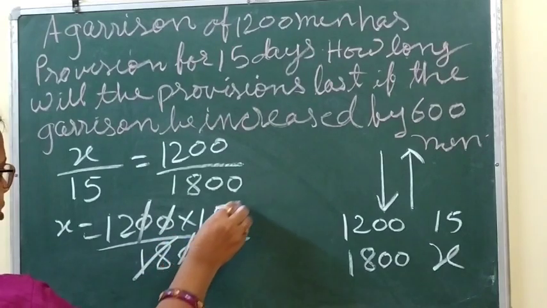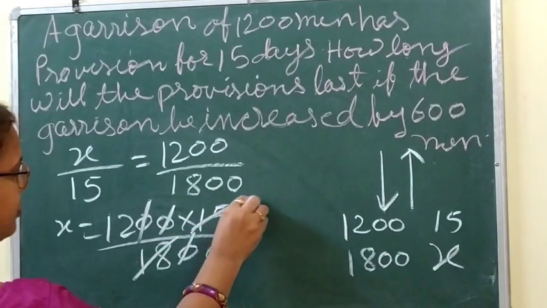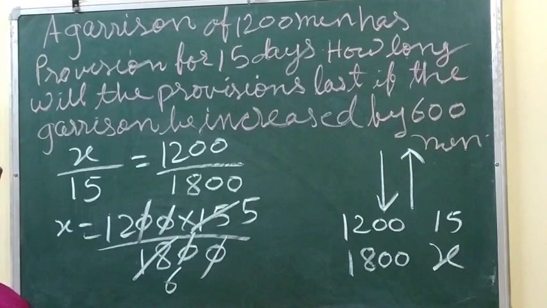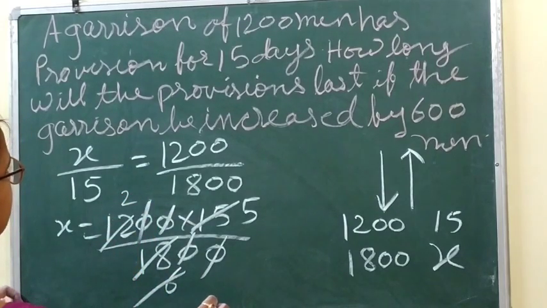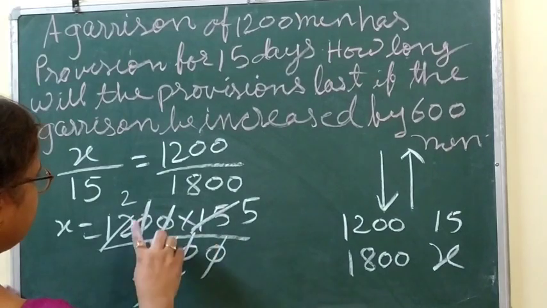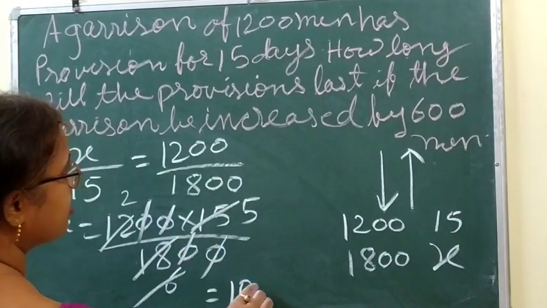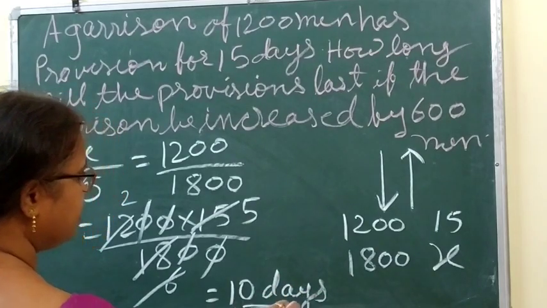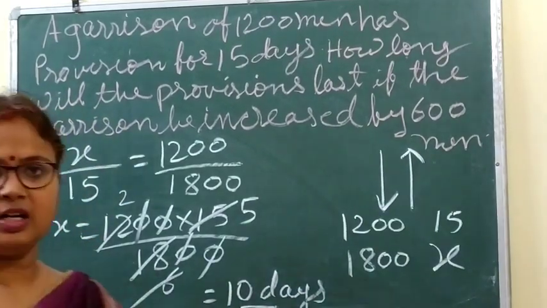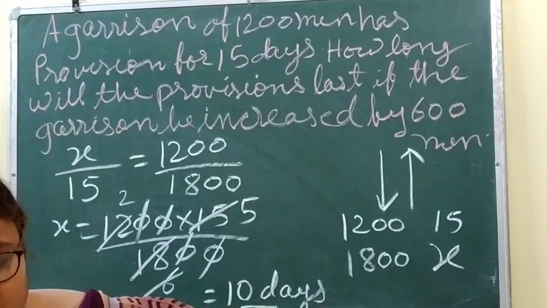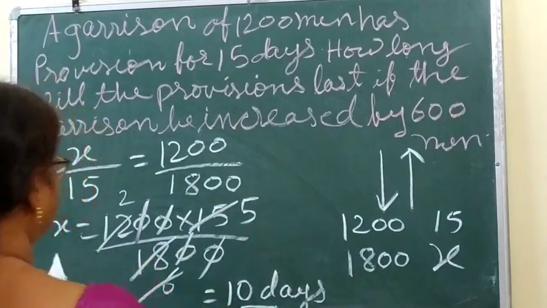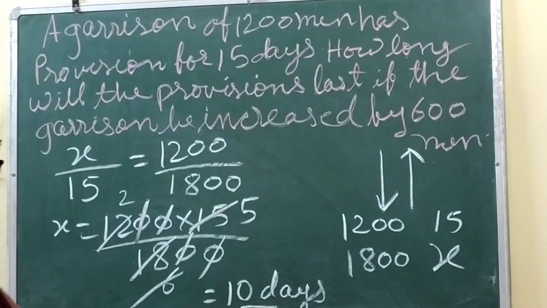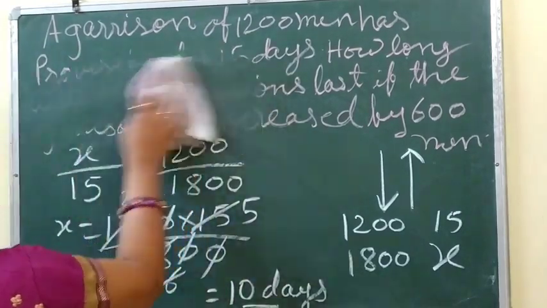Then what we can do here? Yes, 3 5s are 15, 3 6s are 18, and then 6 2s are 12. So the answer will be 5 2s are 10. So the answer will be 10. Unit is what here? Days. So 10 days will be the correct answer. Okay. Now let's solve another question. I hope this question is clear to all of you. Each and every step clear to you? Now let's do another one.